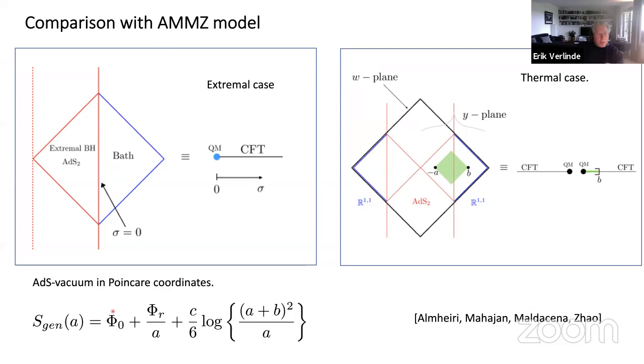So actually, maybe I should say this formula is the formula for the extremal case. And if you solve for A by minimizing this expression, you will find a point in here where this island starts.